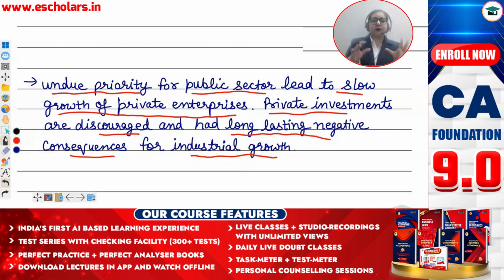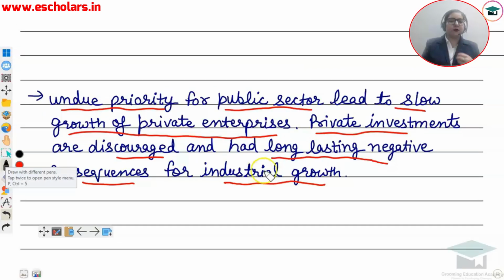So no one was providing any importance or any encouragement to the private enterprises to enter in the industrial sector, or to enter in the market. So the public sector was provided undue importance, but private sector was not provided any encouragement to come in the industrial sector.